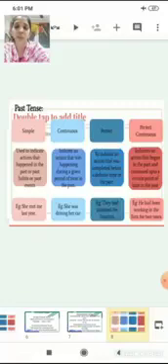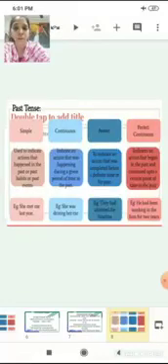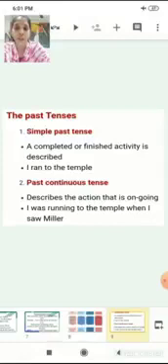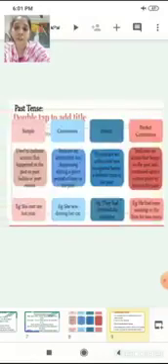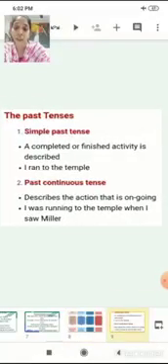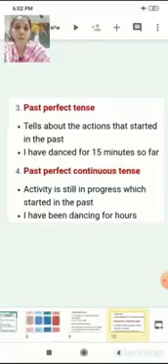So these are the four kinds of past tense. As we learned, a completed or finished activity is described in simple past tense. Past continuous tense describes the action that is ongoing, which means that was happening during a given period of time in the past. Past perfect tells about the action that started in the past. Past perfect continuous describes an activity still in progress, which was started in the past.